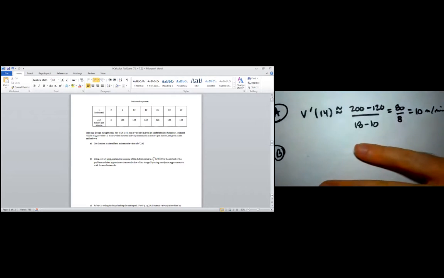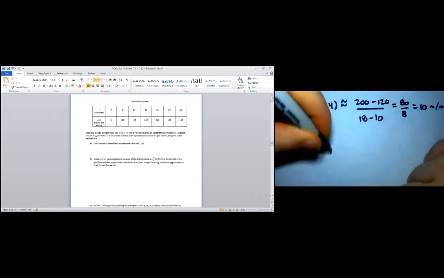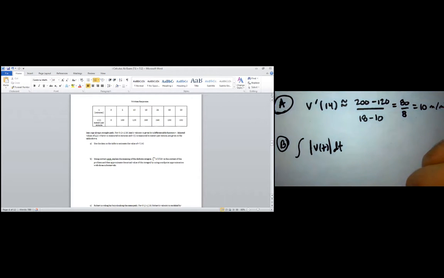Okay, part B. Using correct units, explain the meaning of that. We should know it. In the context of the problem, and then approximate the thing by using a midpoint approximation. That was that problem where we did midpoints, and I didn't really do that much with you guys, but we'll look at it. All right, what's the meaning? That's important. What is the meaning of the absolute value of v at t dt?